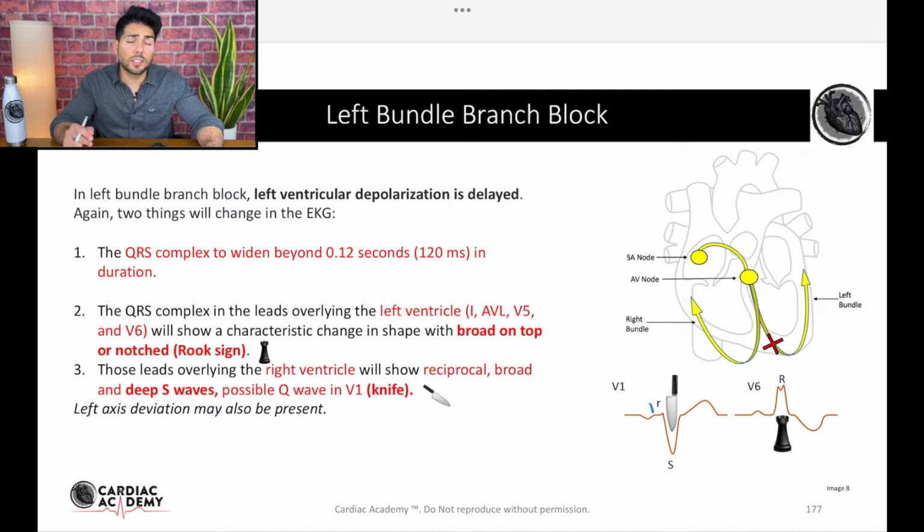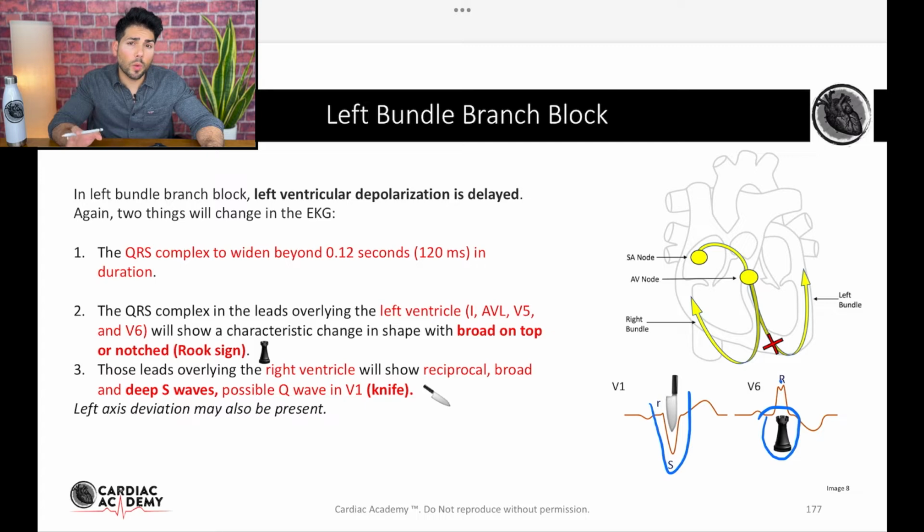And again, there's gonna be a specific morphology you can look for. And this morphology is almost like a knife, okay? So you can see here in V1 how you have this deep S wave. It has like this knife morphology. That's the way I like to remember it. And then on V6, you have what is called the rook sign, okay? So the rook sign is like when you play chess, the tower, essentially. It will have this notch at the top of the R wave. You can see that right here. And it's gonna be positive, right?